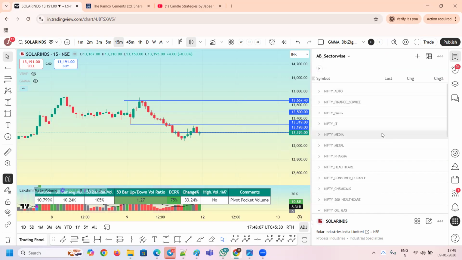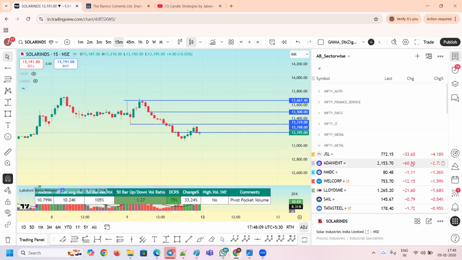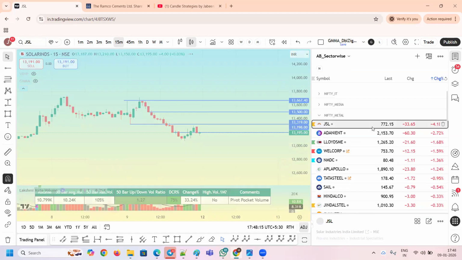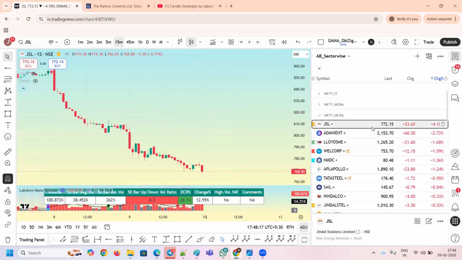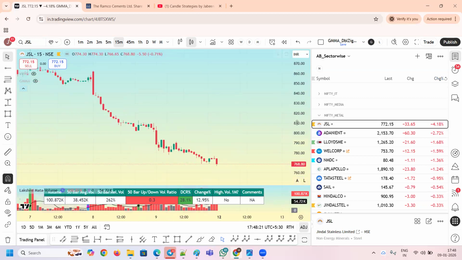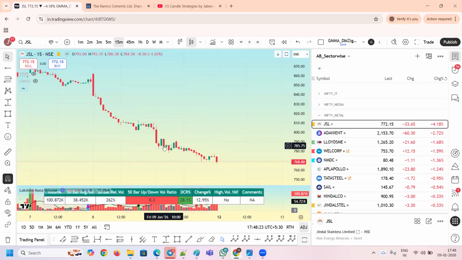So in this, if you think that I have to do metal shorting, open that metal percentage change. I will see this JSL and see if it has gone down. Correct. See, this is the 9:15 one, which shows that it is a clear downtrend.